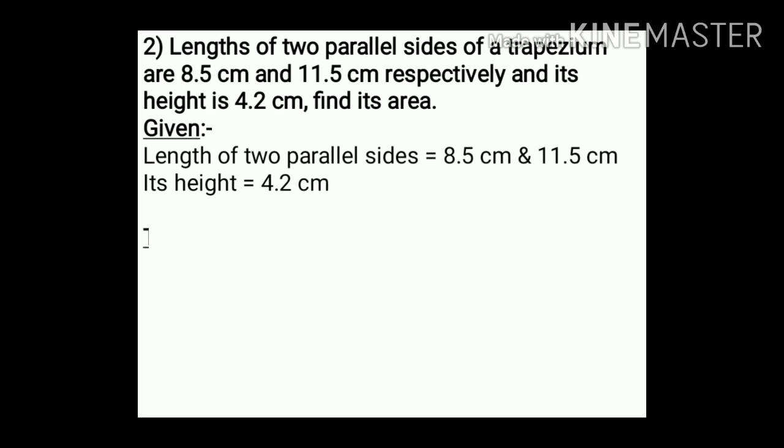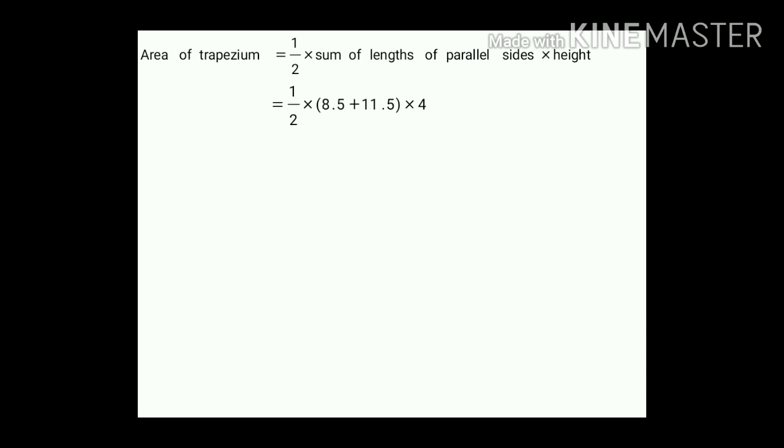To find, here what we have to find out, children? Area of trapezium. Now solution, children. Here we use the formula area of trapezium equal to half into sum of lengths of parallel sides into height, half into 8.5 plus 11.5 into 4.2.